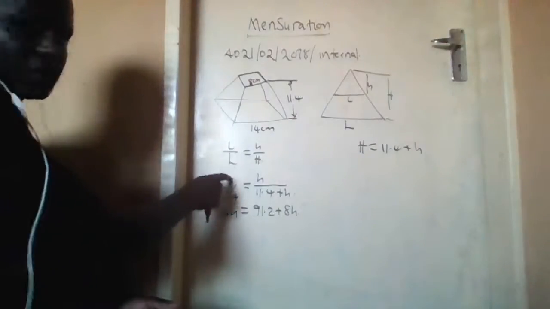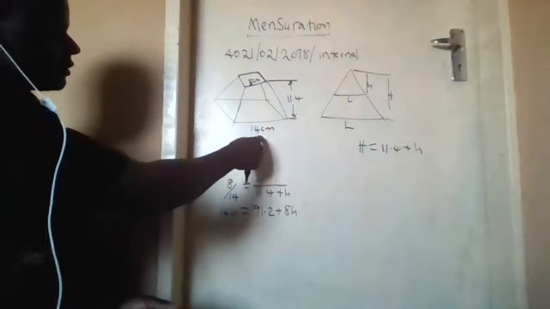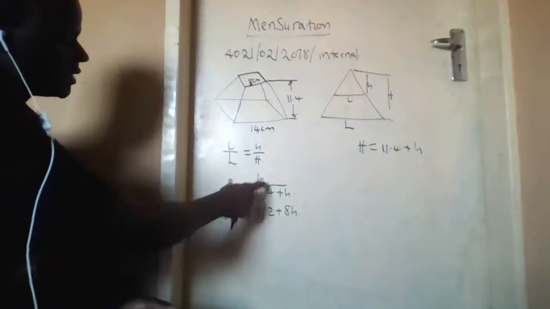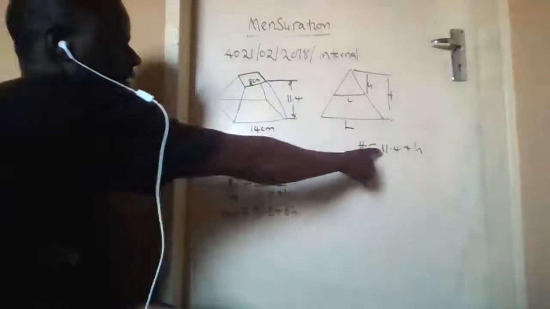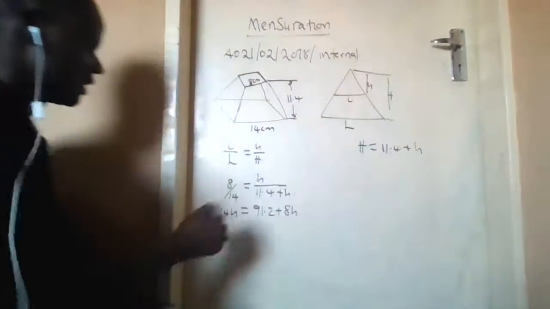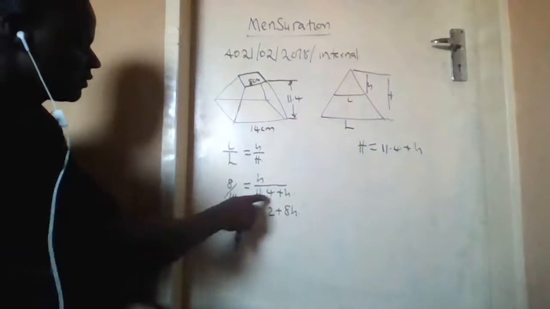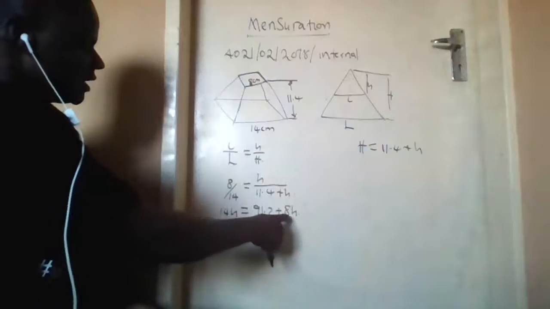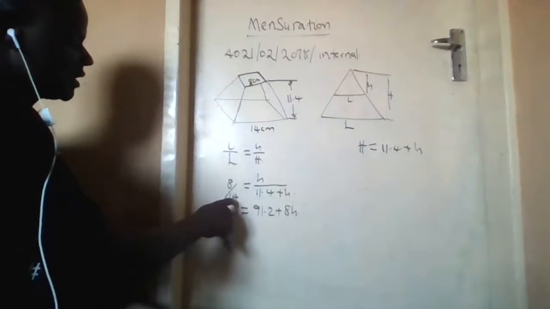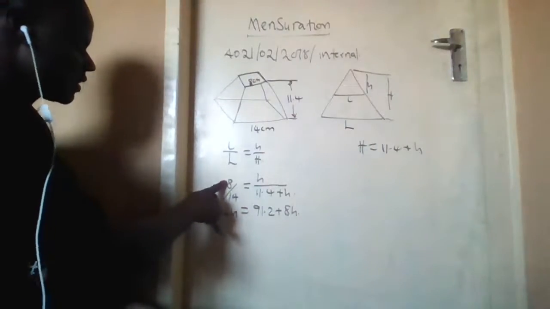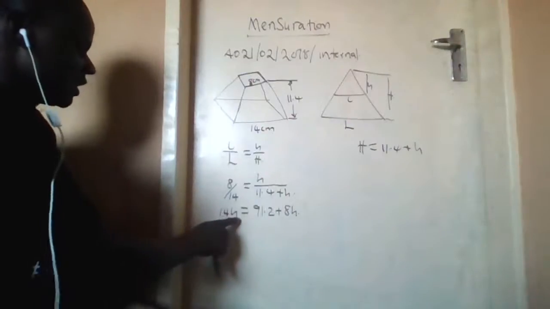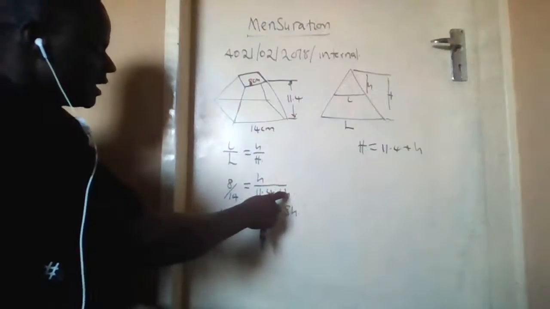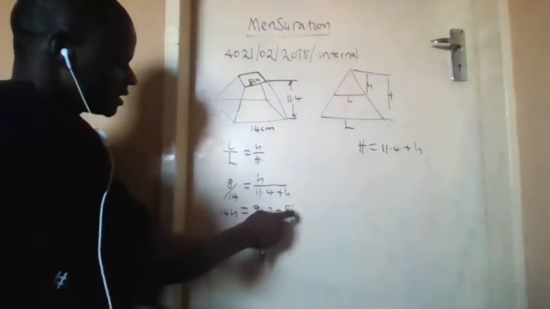We have small l over big L, small h over big h. That's 8 over 14, equals small h over 11.4 plus 8. So I cross multiplied: 8 times 11.4 gave me 14h. Then 8 times h is 8h. Then 14 times h is 14h. 8 times 11.4 is 91.2.